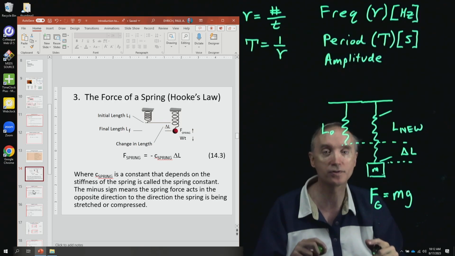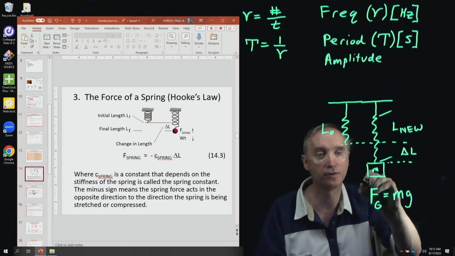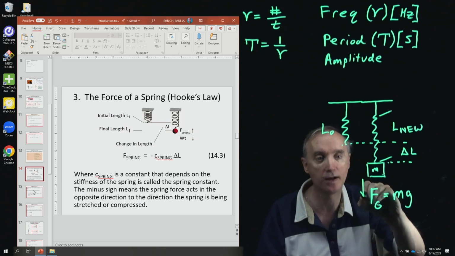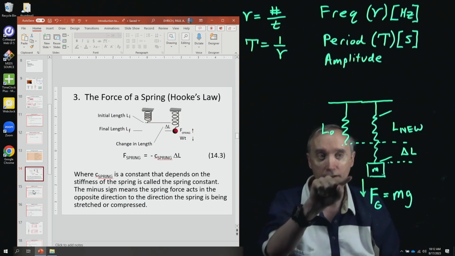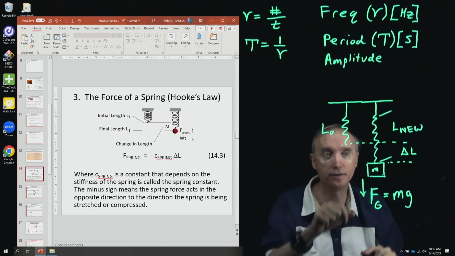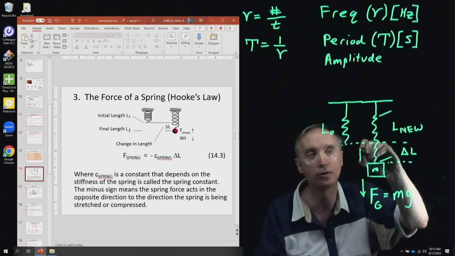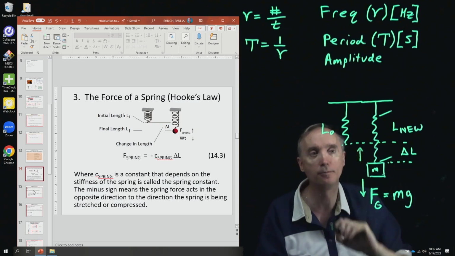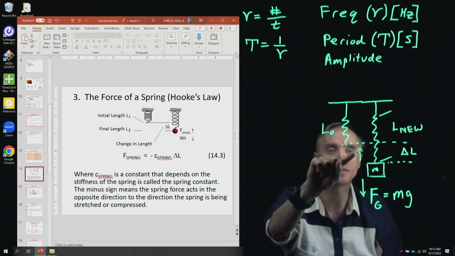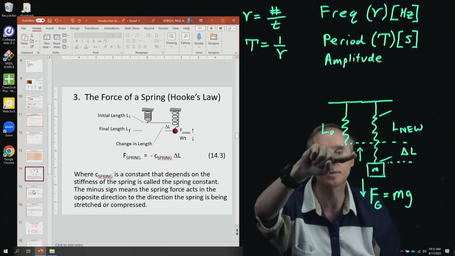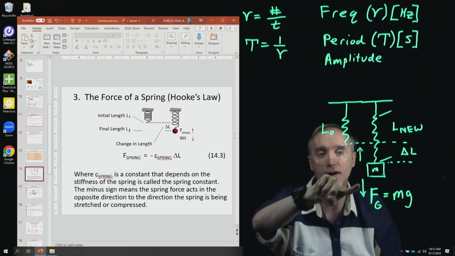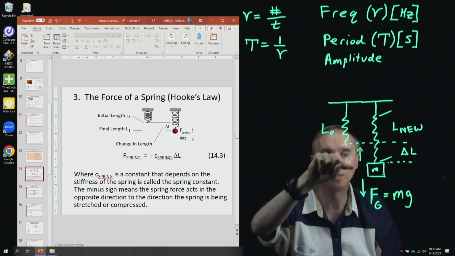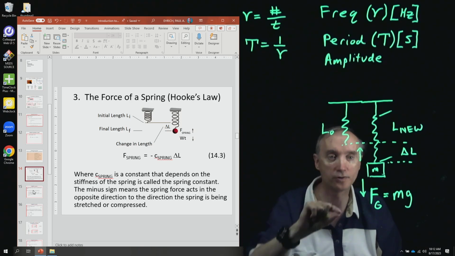Now, this mass is not going all the way down to the ground, so there must be another force acting on it. The force of gravity is pulling down. So if this mass is suspended, there must be a force that is pulling up on it, and I should draw it so that this arrow is the same length as this arrow. So they're equal and opposite, the two forces.